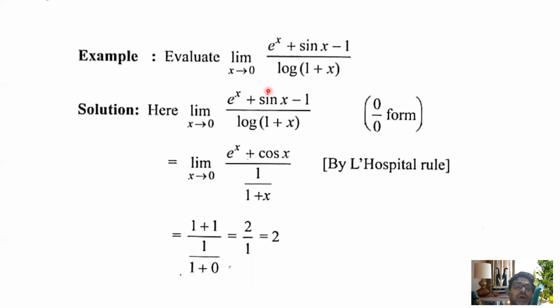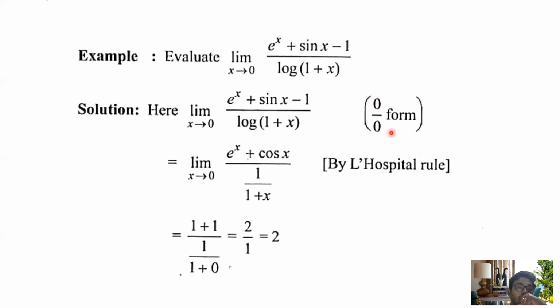Now try to understand. Example: limit x tends to 0 of (e^x + sin x - 1) by log(1+x). Suppose we want to find the limiting value of this expression. Now if I substitute the value, e^0 is 1, sin 0 is 0, minus 1, so ultimately the numerator becomes 0, and log(1+0) is log 1, which equals 0. Ultimately you have a 0/0 form.